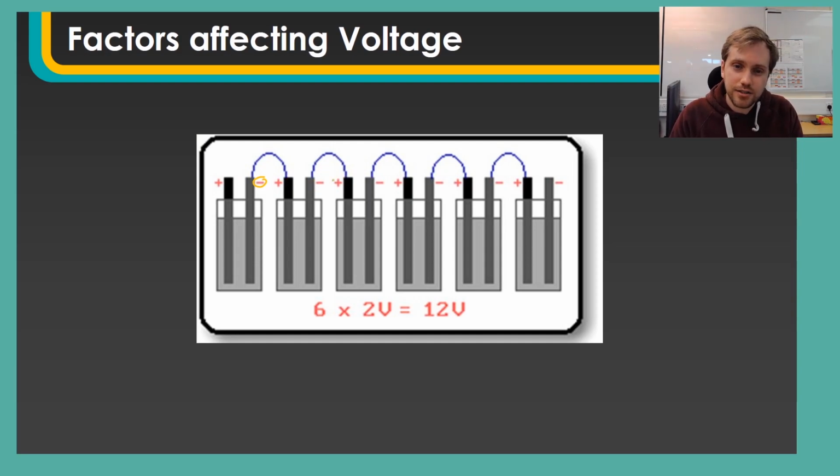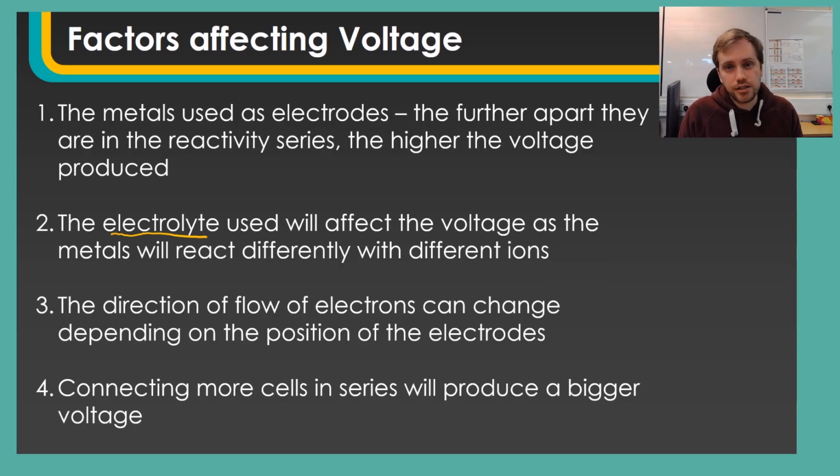So the negative connecting to the positive, and so on, so that all of the cells are acting in the same direction, so the voltage builds up. If I put one of the cells in the wrong way round, that would kind of cancel out some of the voltage, and that would bring the voltage down, or potentially stop the voltage being induced at all, or potentially reverse the direction. So those are the four factors that can affect the voltage of an electrochemical cell.